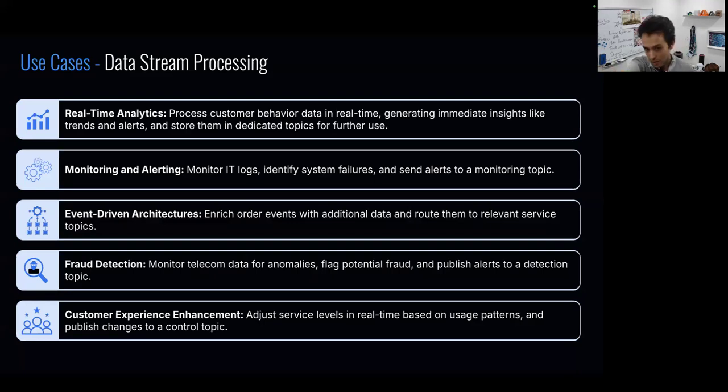It is, and the last line here is really what it comes down to: customer experience enhancement. Why do you need real-time analytics? So you can sell the right thing at the right time. Why do you need monitoring and alerting? So your customers don't experience downtime. And why do you need fraud detection? Because no one likes their stuff being stolen. And it all comes back to that customer experience for me.